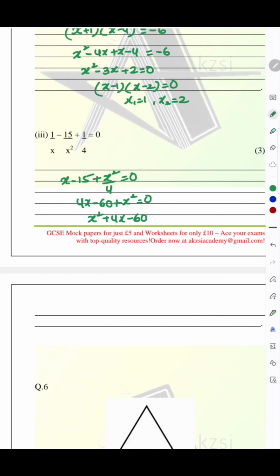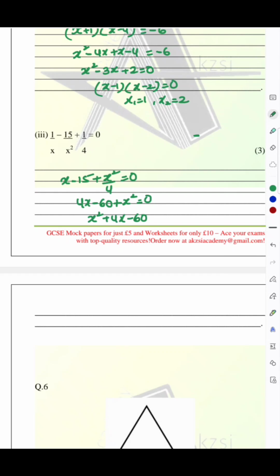Product is negative and sum is positive. That means one number is negative, since the product is negative. And if the sum is positive, that means the bigger number is positive. In that case, we have to put a plus sign to the bigger number and you have to give a negative sign to the smaller number.